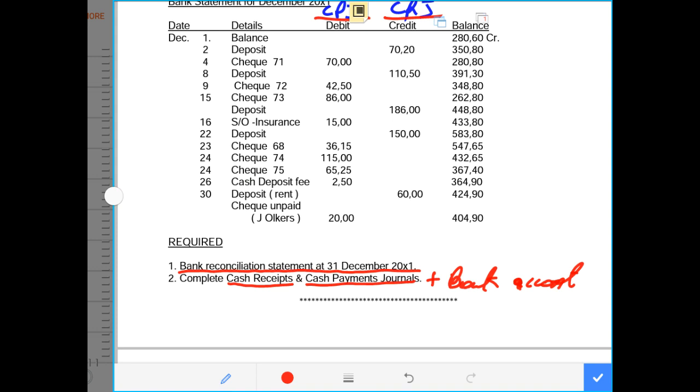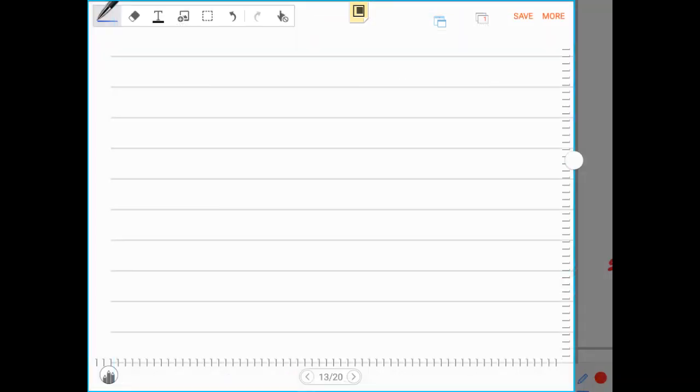I will change the requirements because this is normally number 2 and this is normally number 1. Preferably do the receipt, do the payment, do the bank account, and after that do the bank reconciliation statement. So I will start with the receipt, payment, bank account, then we do the bank reconciliation statement. Now let me start with my workings to answer, as I've given you clarity on the order of the question. So now I will start with the cash receipt journal.